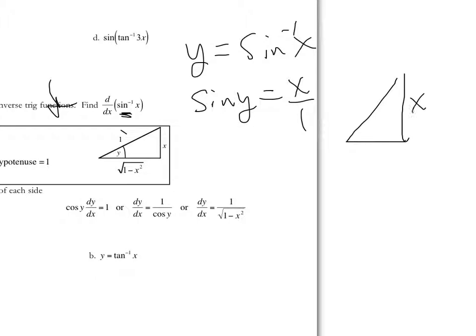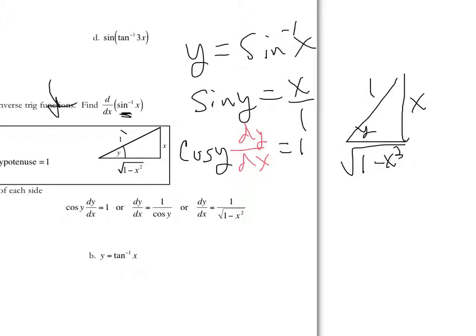So x over 1, and this side is going to be the square root of 1 squared minus x squared. That's angle y. Now we're going to take the derivative of both sides. The derivative of sine is cosine, so cosine y, but because we're taking the derivative of y, we need to do implicit differentiation and write that as dy/dx. And then of course the derivative of x is just 1.